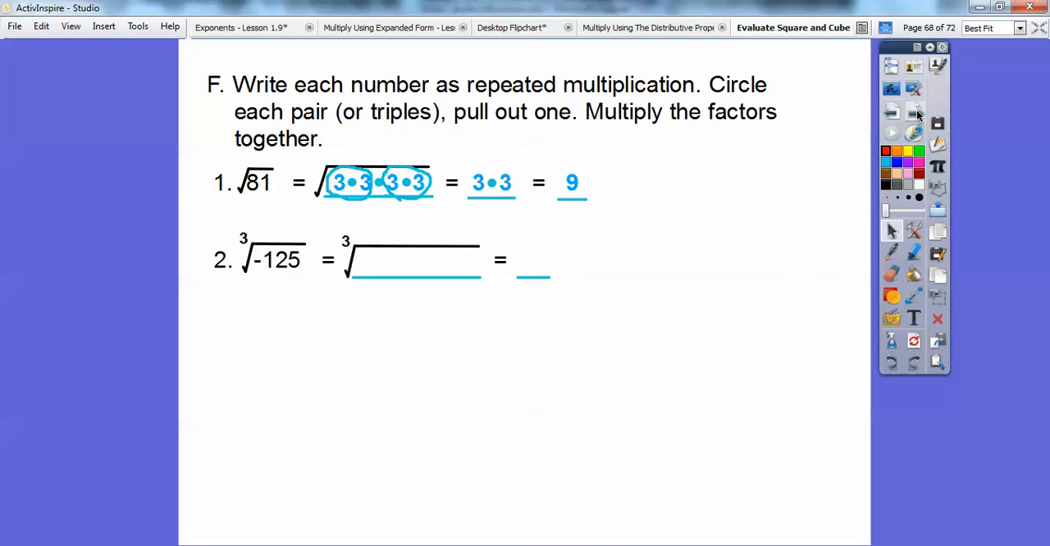Okay, the cube root of negative 125. Well, that's negative 5 times negative 5 times negative 5. And this cube root says I'm going to pull out 3 on the inside. That brings 1 on the outside, okay? So 3 on the inside brings 1 on the outside. I hope that makes sense, you guys, and take care.